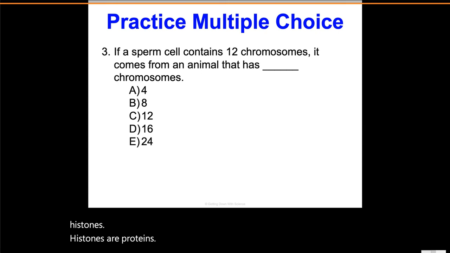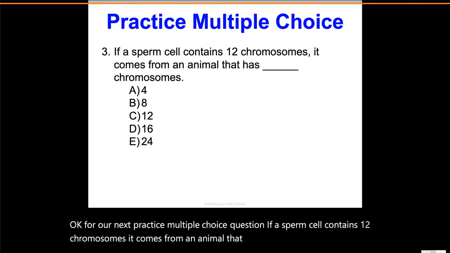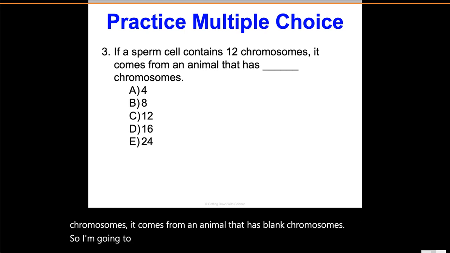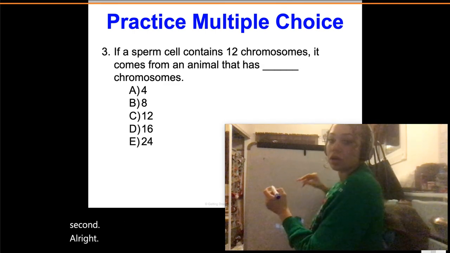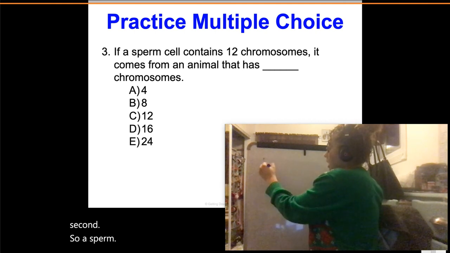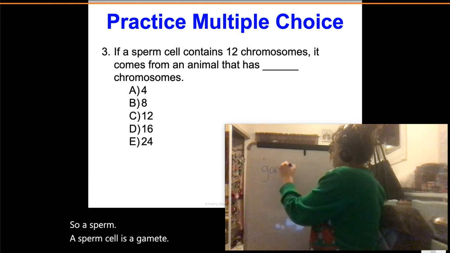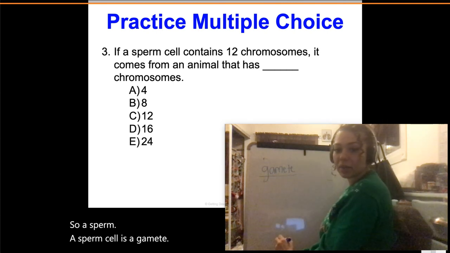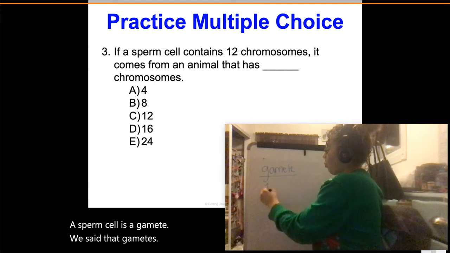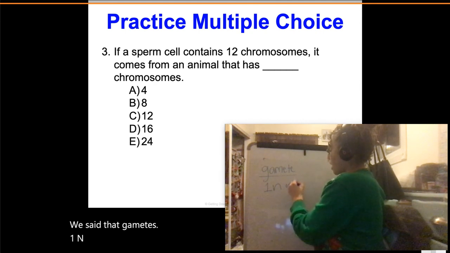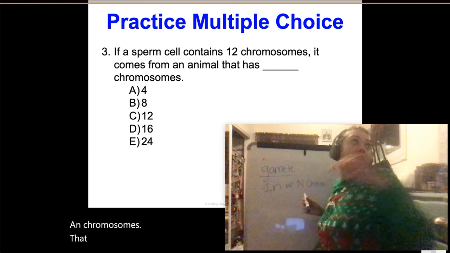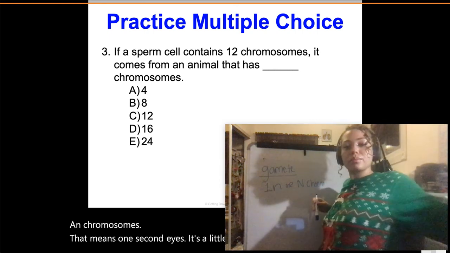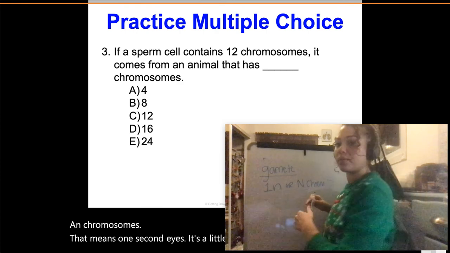Okay, for our next practice multiple choice question: if a sperm cell contains 12 chromosomes, it comes from an animal that has blank chromosomes. So I'm going to turn on my camera and we are going to talk about this for a second. All right. So a sperm cell is a gamete. We said that gametes are 1N or N chromosomes.